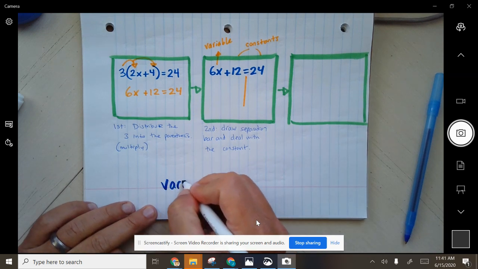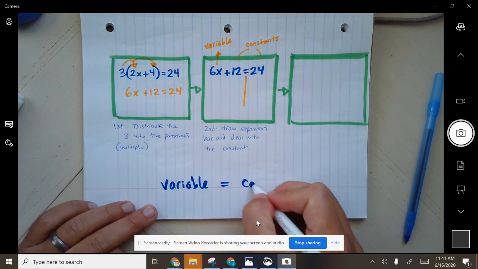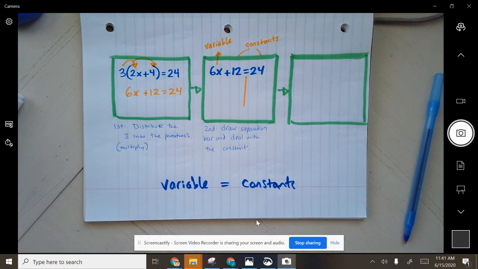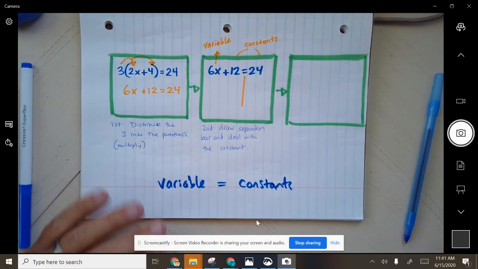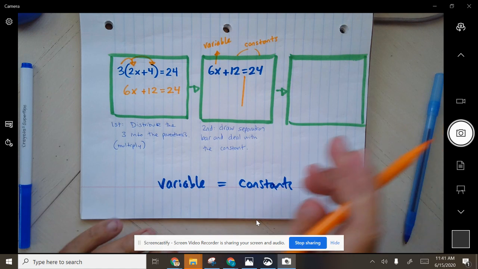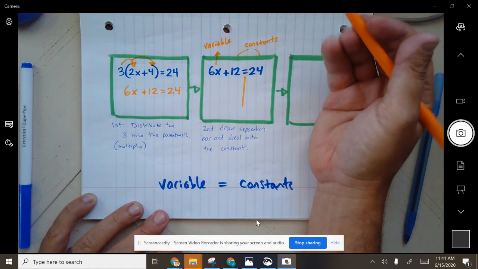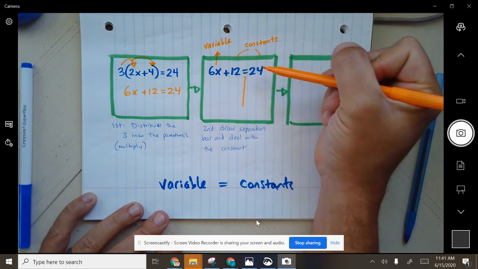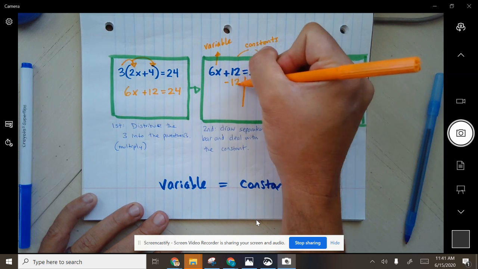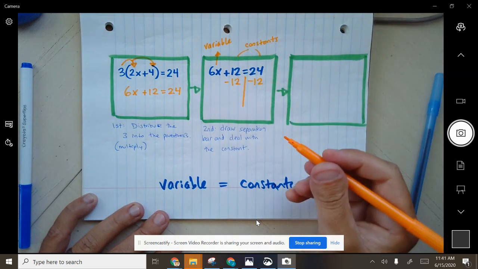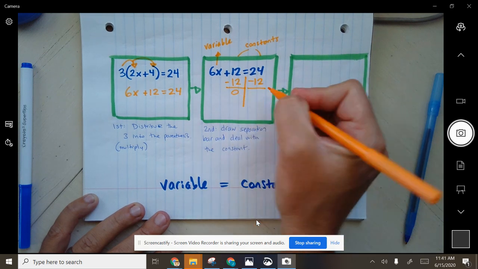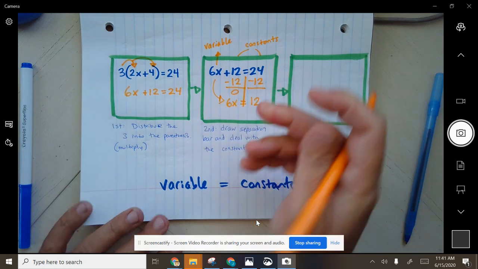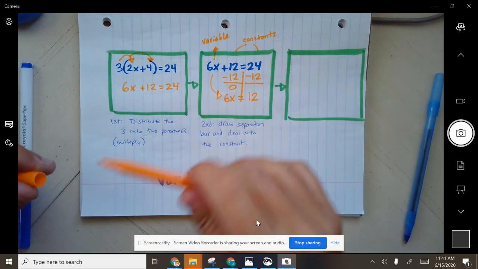And your whole goal is to get your variable on one side and your constants on the other. Okay? So, your variable's on one side, and you're going to deal with your constants. You got to move this 12 over. How do you move a positive 12 over? You're going to have to subtract 12. Okay? This is going to be 12 and 6x here.